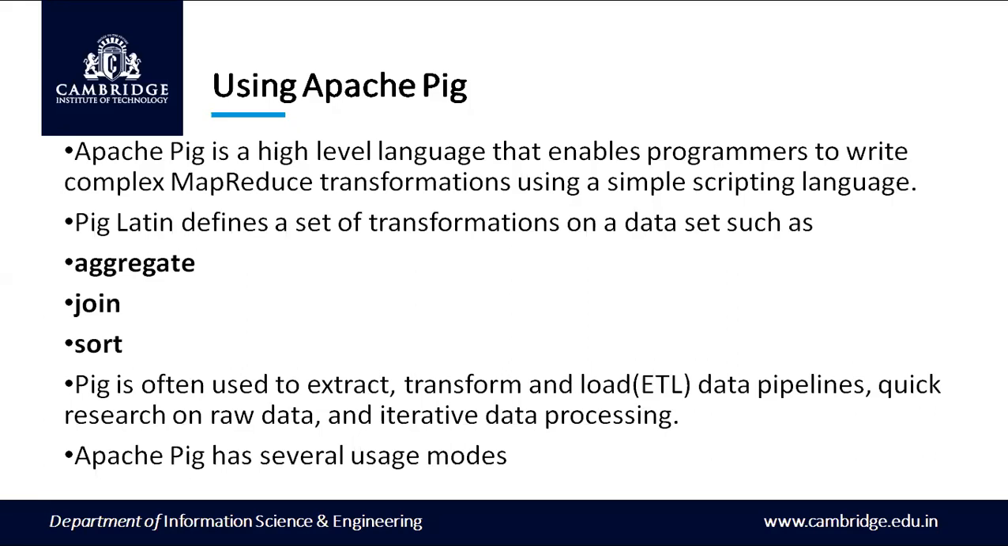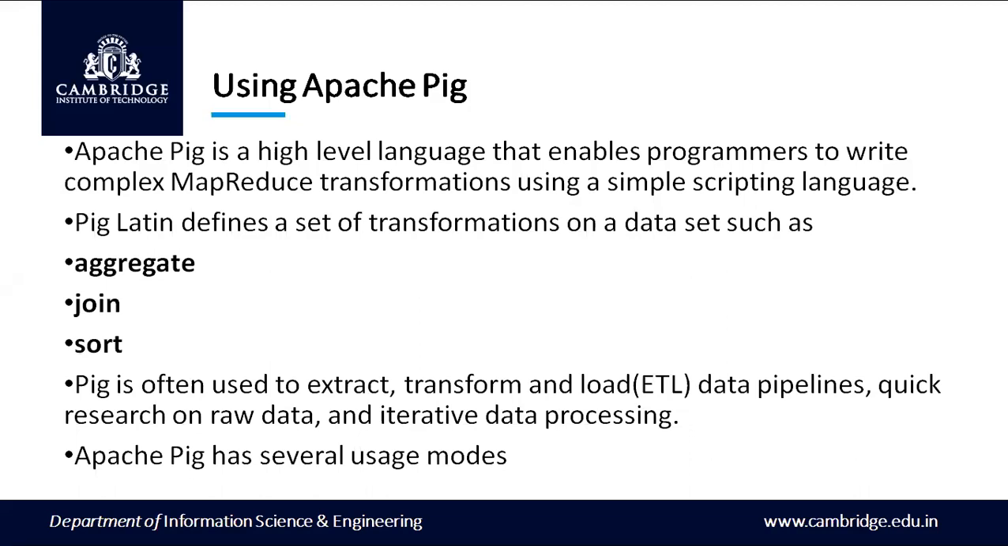First topic is using Apache Pig. So Pig is a scripting language. The language name is Pig Latin. It is a high-level language which enables the programmers to write complex MapReduce transformations using a simple scripting language. It defines a set of transformations like aggregate, join, sort. It is also often used to extract, transform and load, that is, the ETL operations can also be done using Pig.